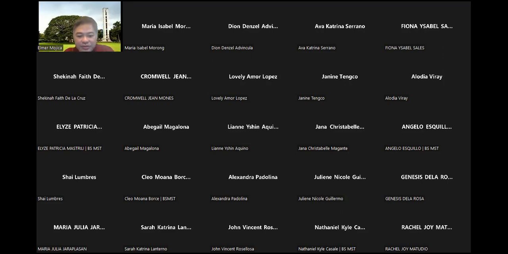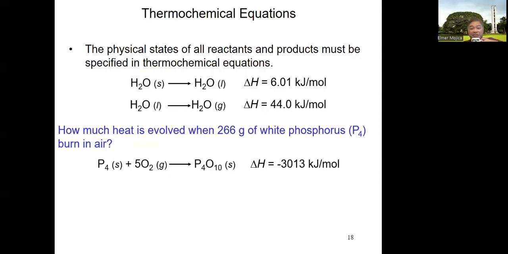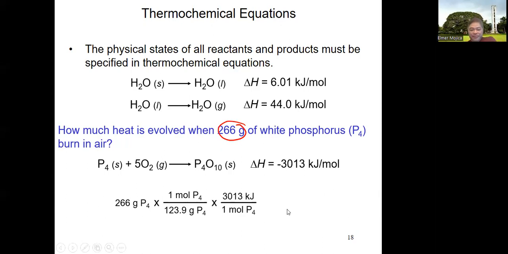So, paano natin isa-solve to? Because you might have some problem like that in your exam. How do we solve that? So, we're going to get the equivalent of moles of 266 grams of white phosphorus. So, we multiply it by 1 over the molar mass. And then, we have the equivalent of moles. So, we multiply it with negative 3013 there. So this is the equivalent that we need.